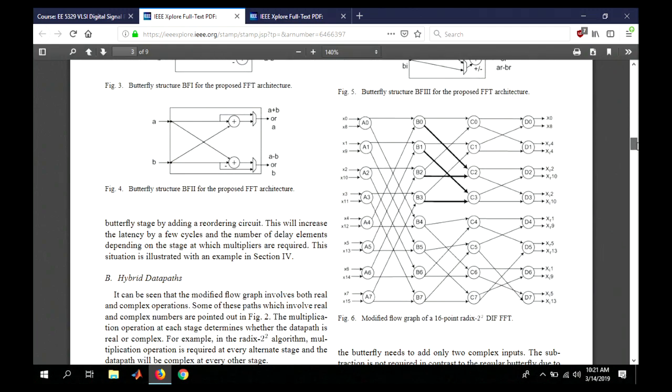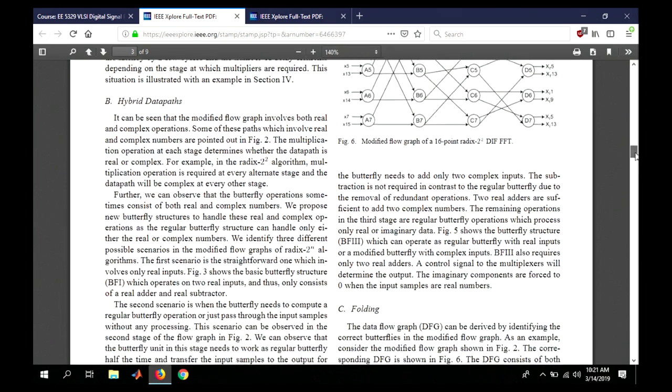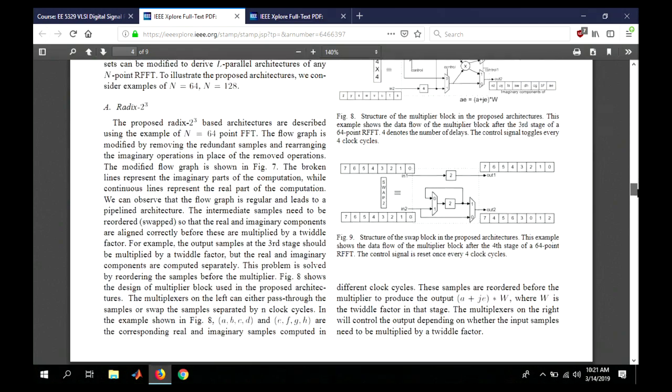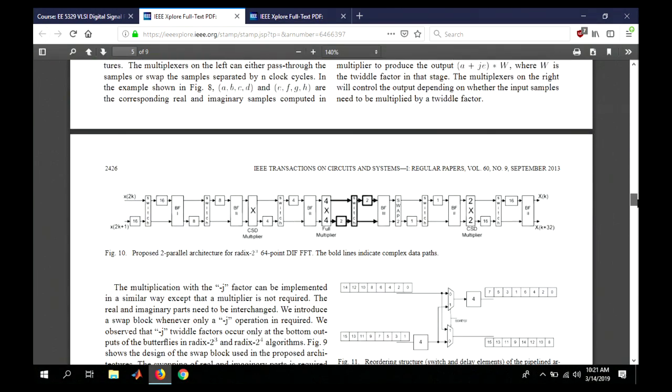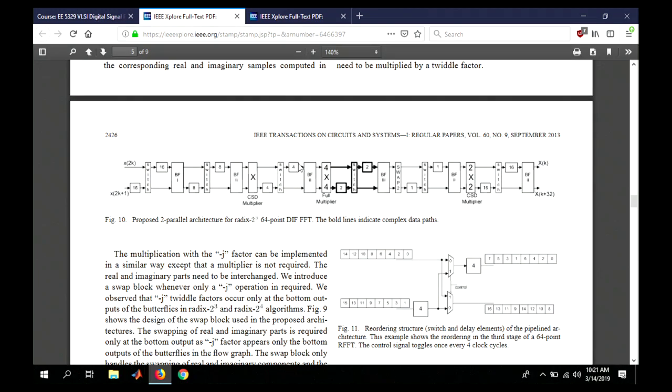And so if you look at this simplified data flow, these bold lines are saying that we are not converting them to real and imaginary. So that means if we map these to the data path, the first data path is completely real, the next has real and complex, next has all real. So if you map that to a parallel architecture, something like this here, that's for a 64-point radix 2 cube.